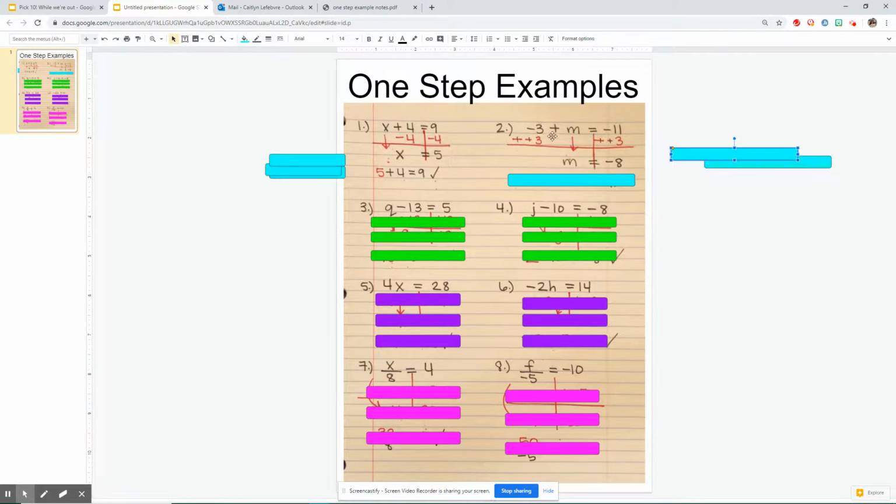Then I'm going to go ahead and check it. So it should be negative 3 plus negative 8 equals negative 11. Check if that's true. Yes, negative 3 plus negative 8 does equal negative 11. So we're good.